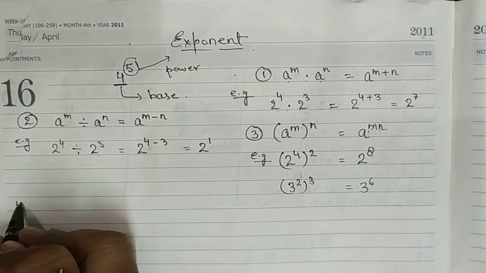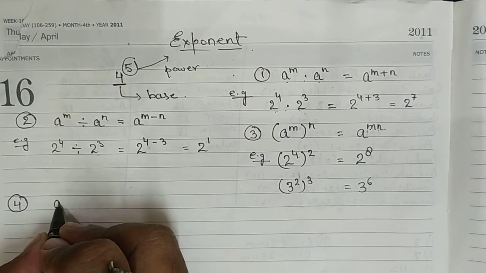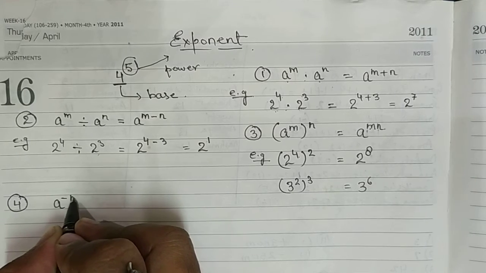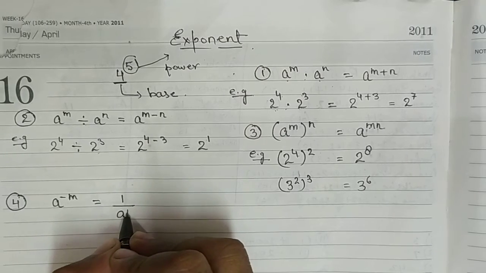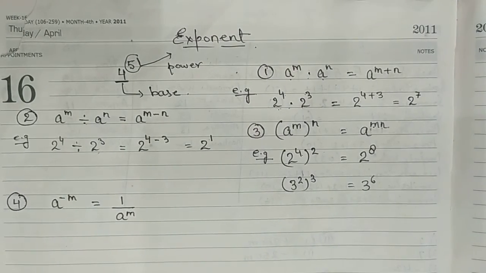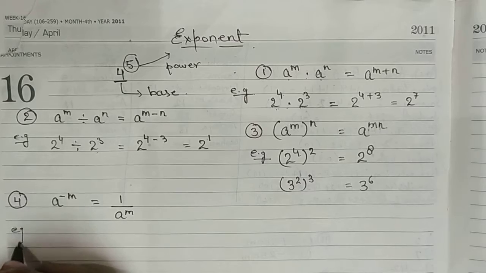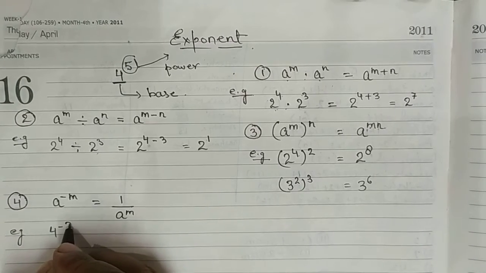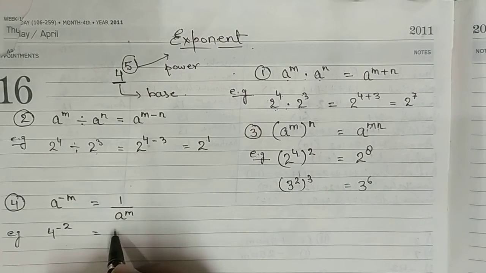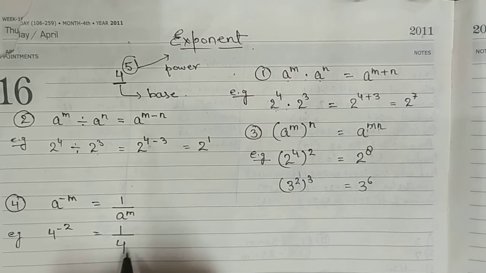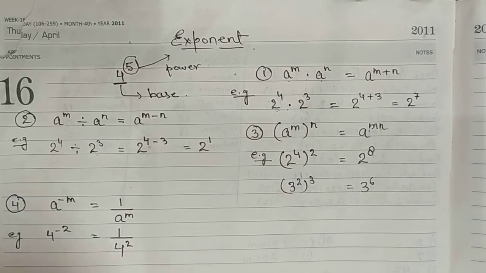Now, fourth rule. a to the power minus m will be 1 upon a to the power m. Just see the example. 4 to the power minus 2. If any negative power is there, we have to write 1 upon 4 to the power 2. This is our fourth rule.